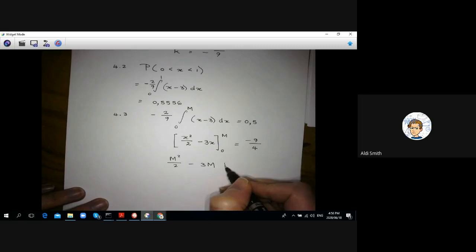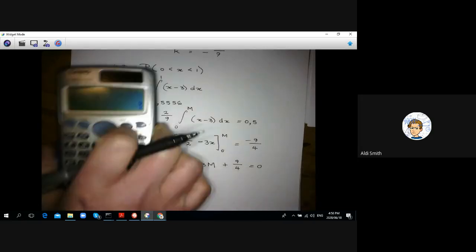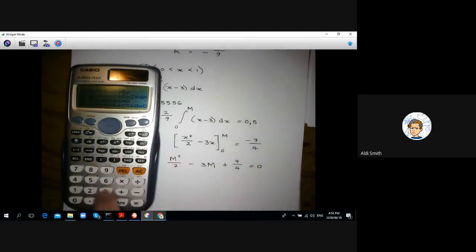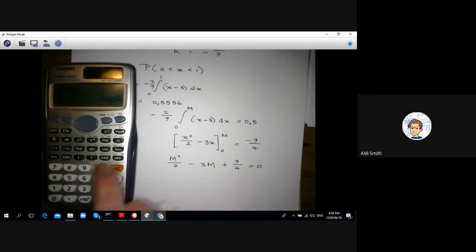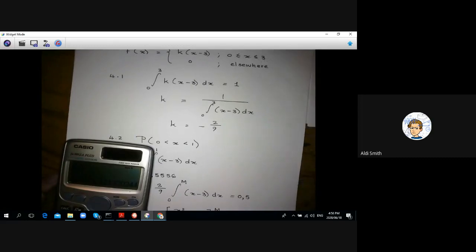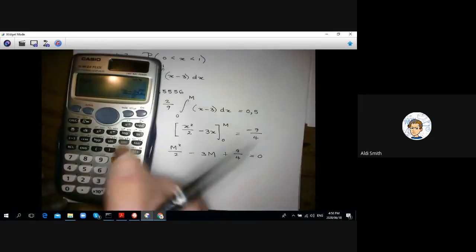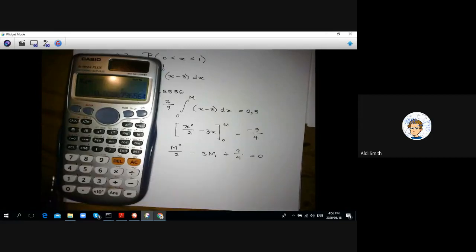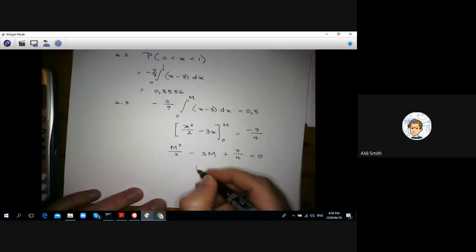And then I can say that plus 9/4 is equal to 0. And I can just put it into my calculator again. So A is 1/2, B is -3, and C is 9/4. Which means I have the first value, which is 5.1213. Now that can't work, obviously, because I can only have values between 0 and 3. So I press the equal button again, and then I get 0.8787. So that's going to be my median value.